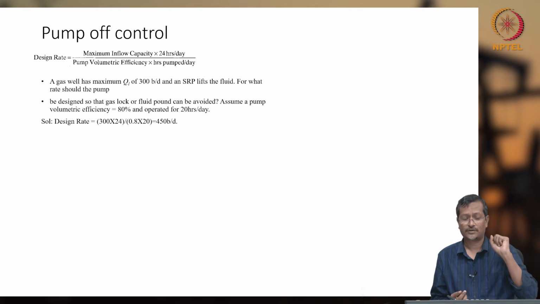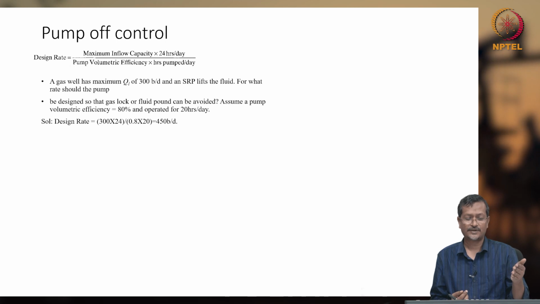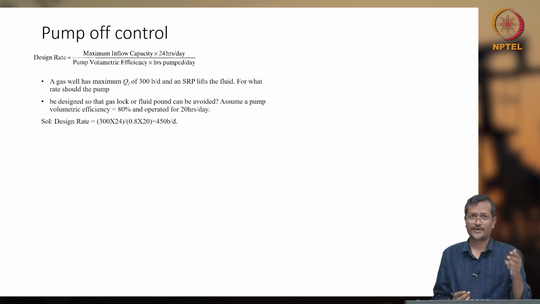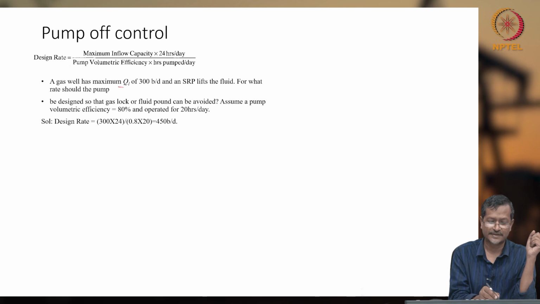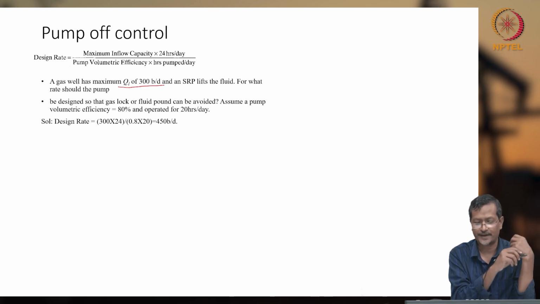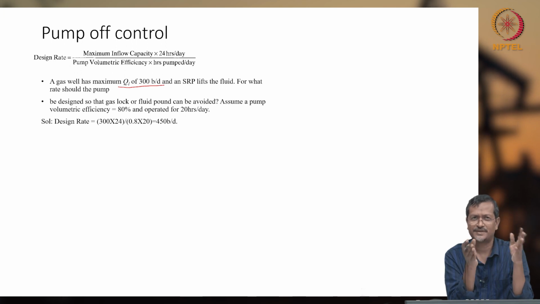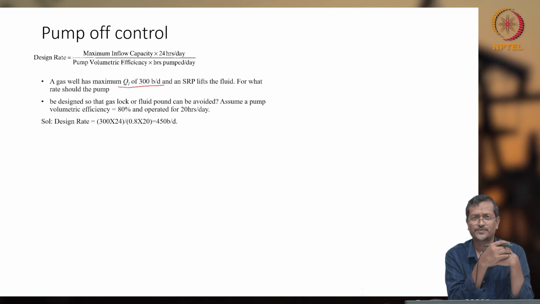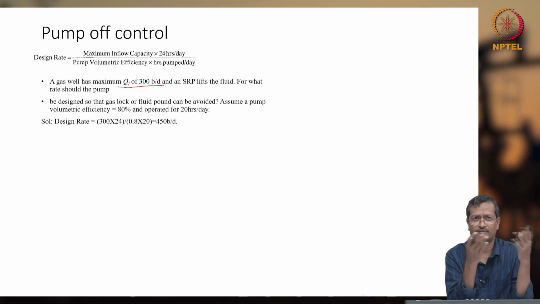Okay, so design flow rate, the formula they have given: maximum inflow capacity times 24 per day, pump volumetric efficiency, how many hours you are running the pump. So here one problem is that the maximum flow rate is 300 barrel per day. Again, I am writing small b, small d. I don't know, most probably they have not created a standard unit. That's why many books are writing in different ways.